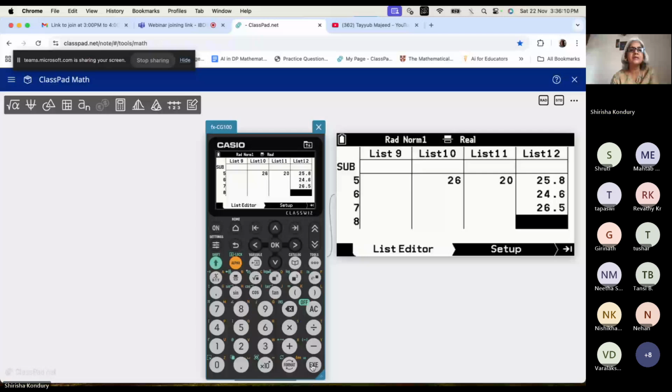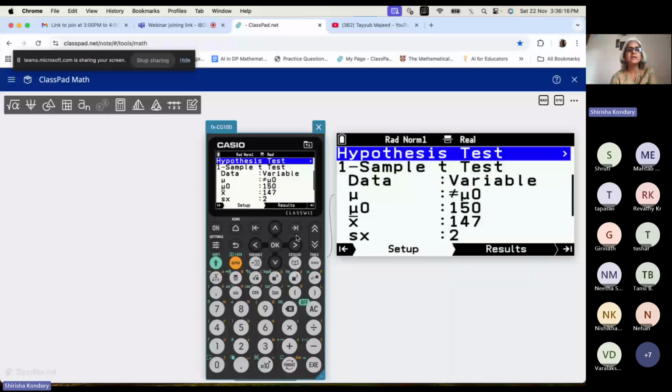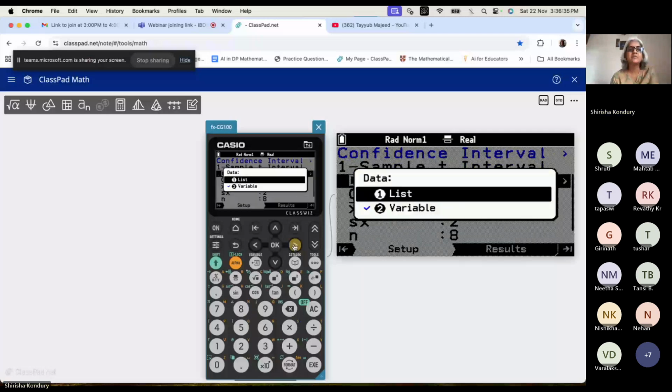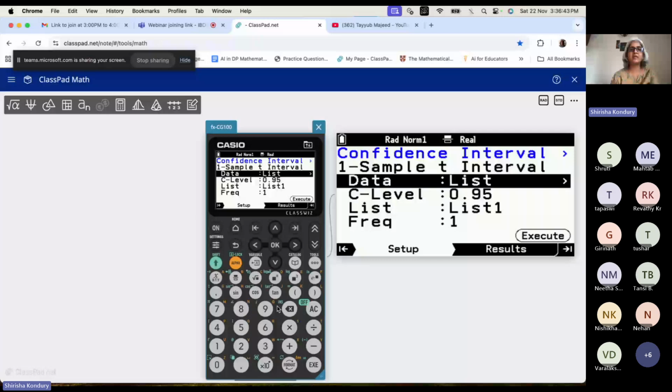I am not doing hypothesis test, I'm doing confidence interval. And confidence interval for a t-test. And it's a one sample interval. My data is in list. You all remember which list was it? Let me go back and check once. It was list 12. Okay.